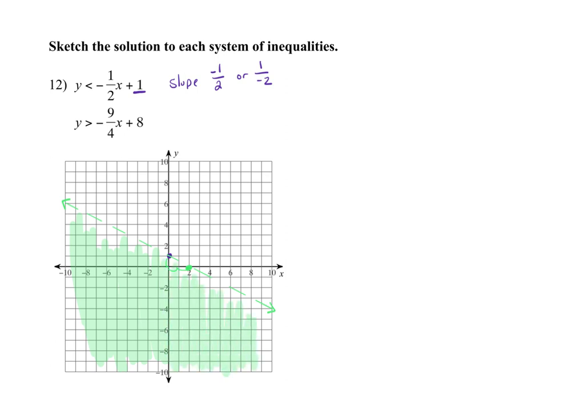Then I'm going to do the same exact thing with the next line. I'm going to start at my y-intercept. In this case, it is positive 8. My slope is negative 9/4, or of course, positive 9 over negative 4. I'm going to go down 9, so 1, 2, 3, 4, 5, 6, 7, 8, 9. And I'm going to go right 4, so 1, 2, 3, 4. And again, this is dashed because it is just greater than. So I'm going to connect those two dots again with a dashed line.